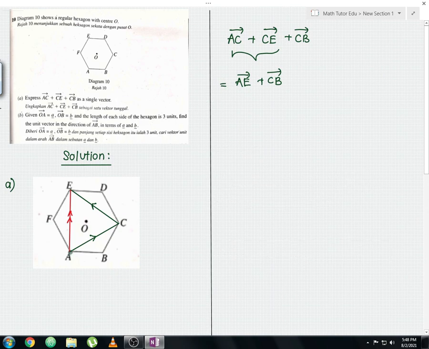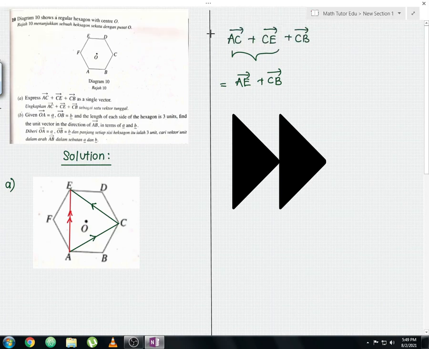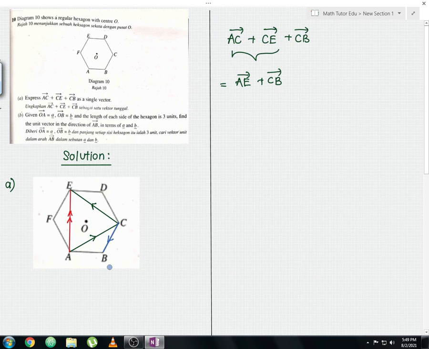So this is your vector AE. Let me draw the vector CB in the hexagon diagram now. Let me choose blue pen. So this is your vector CB, and we follow the direction given by the question. So this is the vector CB. In the diagram, this is the vector AE and this is the vector CB. So how are we going to add them together? We cannot just add them straight away. We need to have a connection between two vectors. So how are we going to combine them?